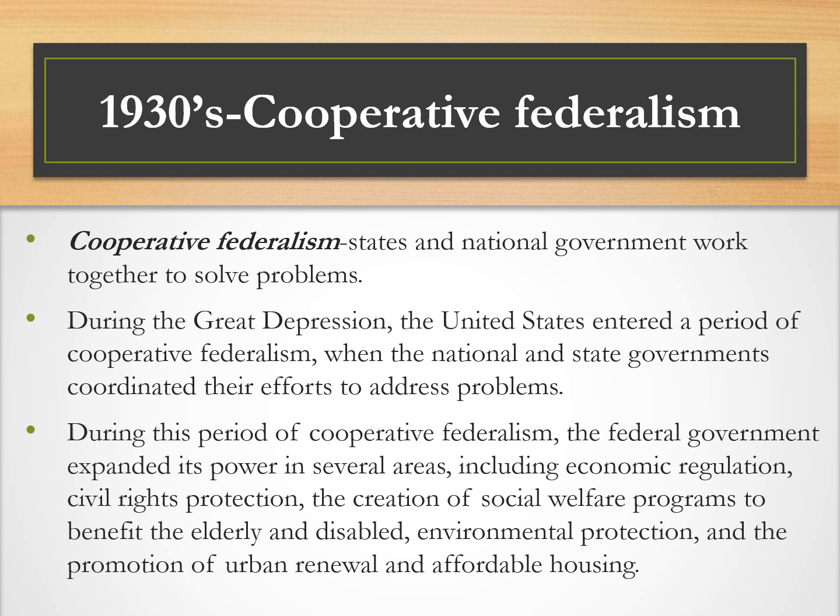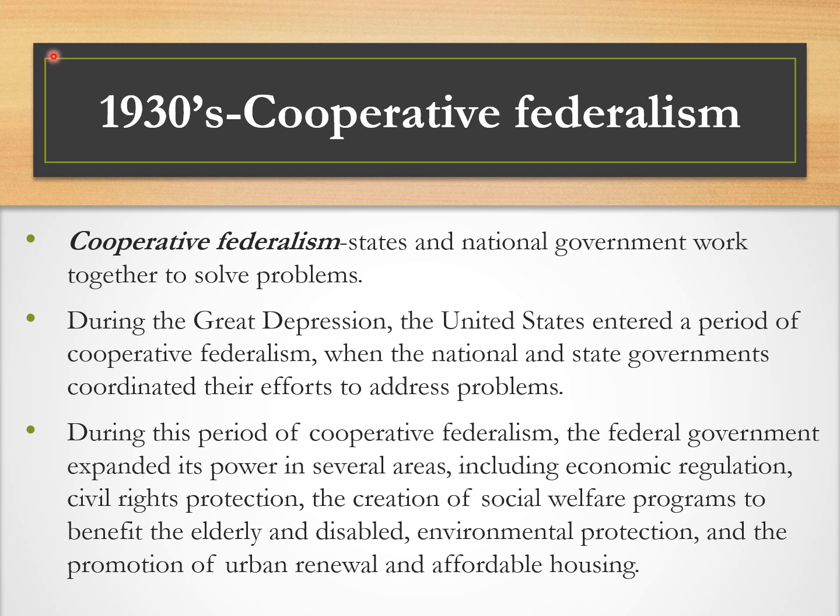So the 1930s changed all of that. What do you think happened in the 1930s that changed the power dynamic between the state and federal government? The Great Depression. The 1930s came to usher in a new era of federalism known as cooperative federalism, in which states and national governments worked together to solve problems.